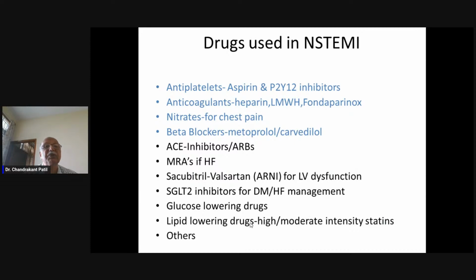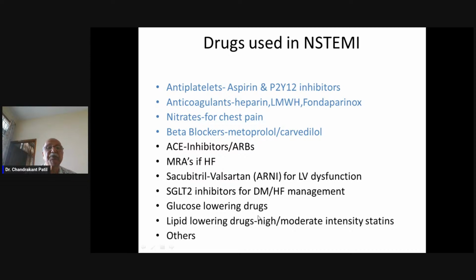What are the drugs we usually use? Aspirin, initially a loading dose, and for any intervention we also load with the P2Y12 inhibitors like ticagrelor or prasugrel in young people, whereas in elderly people, a clopidogrel loading dose. If the bleeding tendency is more, only clopidogrel can also be added to the aspirin. Anticoagulants like heparin and LMWH are very important in the early stages because there is a thrombus and further thrombus formation has to be prevented. Nitrates are used only for the chest pain.